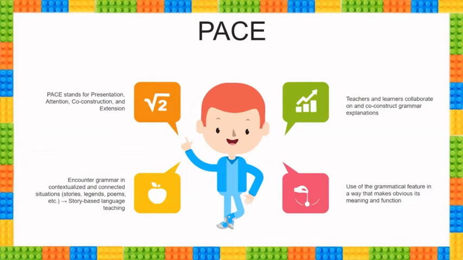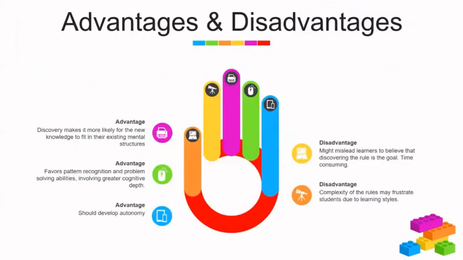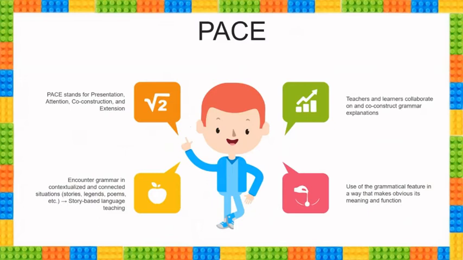Then the teacher and the student collaborate and co-construct the grammar explanation. So what the teacher does is create questions and prompts that make students understand that there's something here that we need to understand. And then they use this new grammar feature in a more obvious, meaningful and functional way. So what is different from the inductive approach is that here it is more of a co-construction. The teacher is also involved in the discovery of this theory, right?